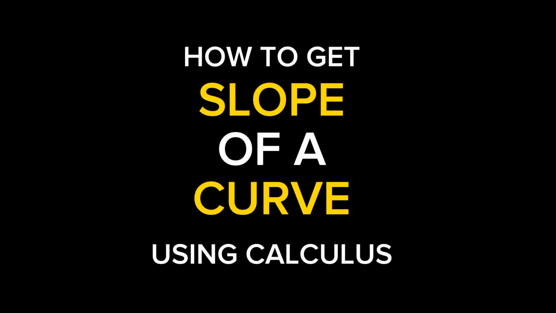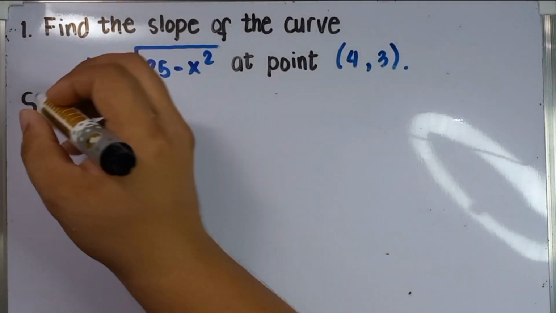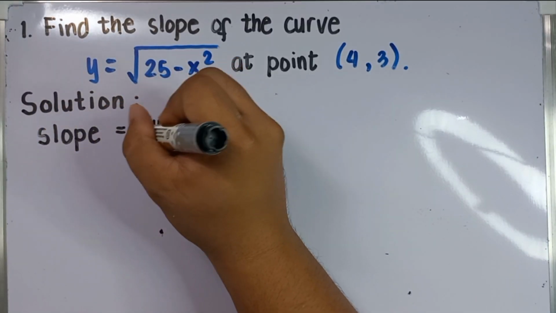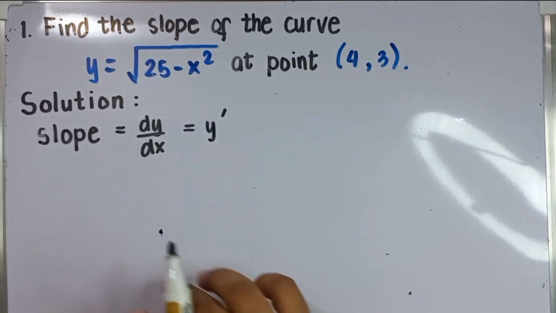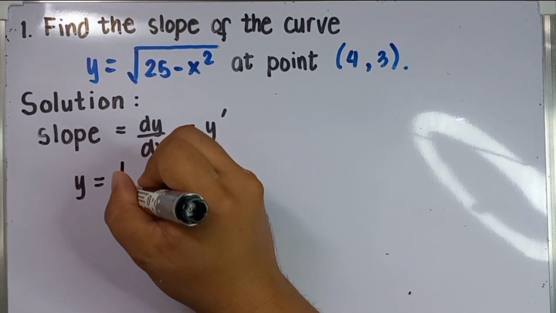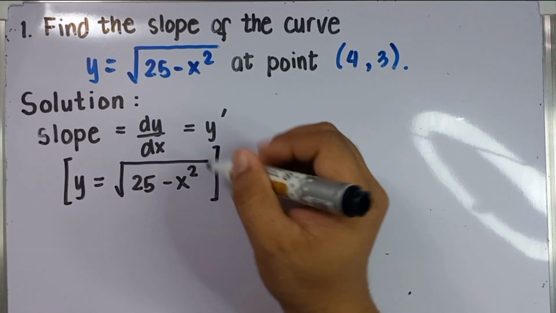Here are sample problems on how to solve for the slope of an equation using differential calculus. Number 1. Find the slope of the curve y equals the square root of quantity 25 minus x squared at point 4, 3. Slope is equal to the change of y over change of x, or in prime notation, that is, y prime.